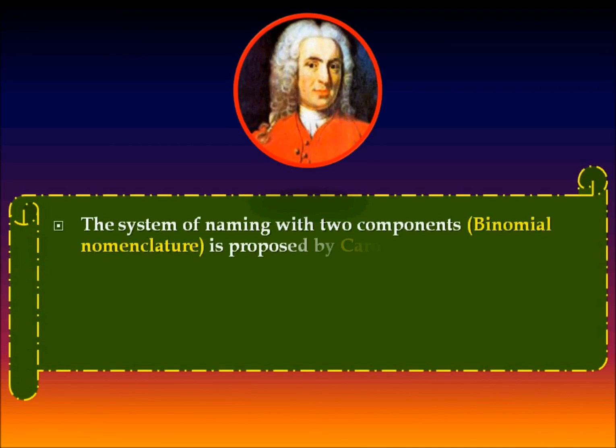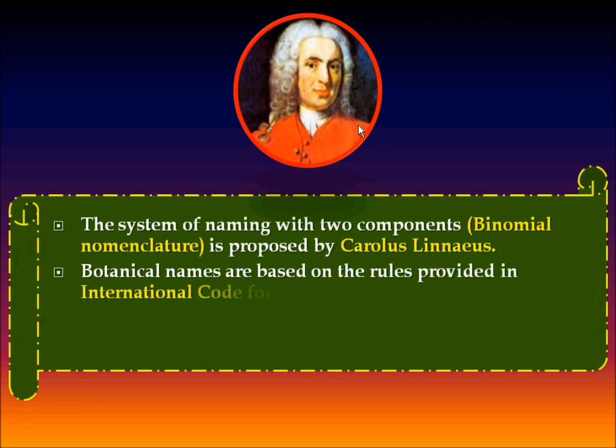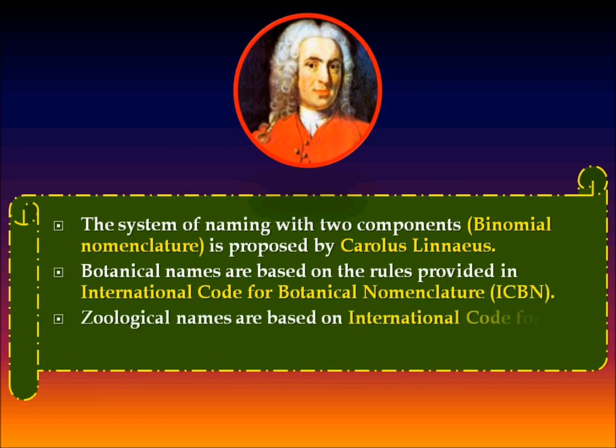So Carolus Linnaeus, here you can see the picture of Carolus Linnaeus. He was the person who gave the binomial system of nomenclature. Now let us see what is binomial system of nomenclature. Binomial system of nomenclature is the naming of organisms in which we have two components of the name. So this system was proposed by Carolus Linnaeus.